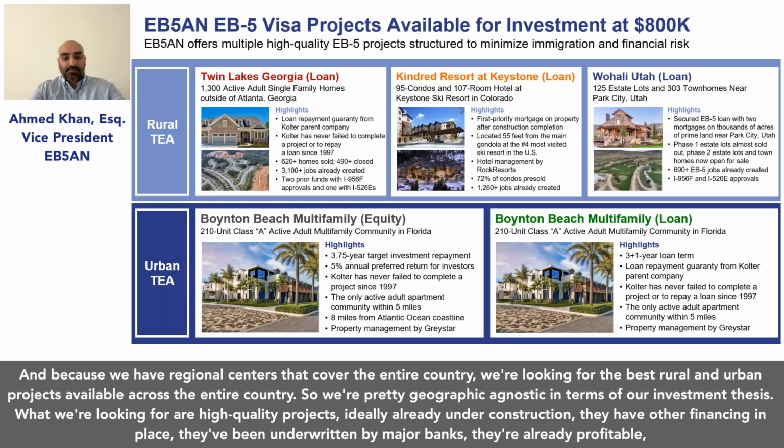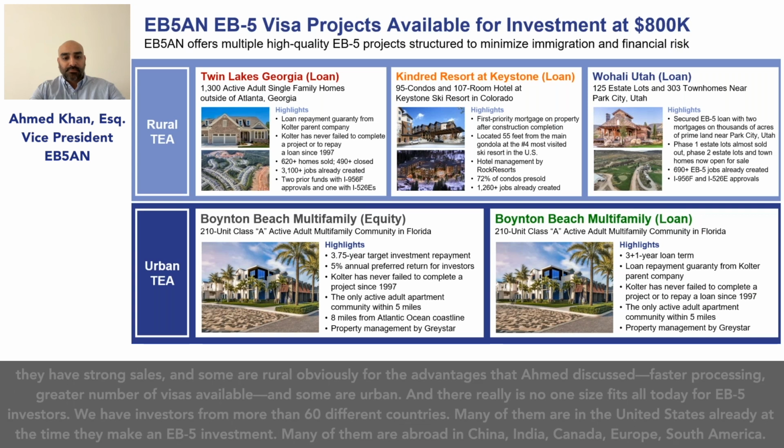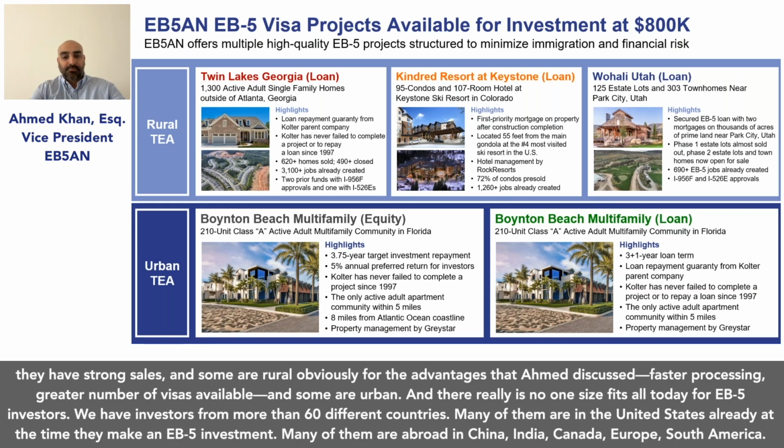What we're looking for are high quality projects, ideally already under construction. They have other financing in place. They've been underwritten by major banks. They're already profitable. They have strong sales. Some are rural, obviously, for the advantages that Ahmed discussed, faster processing, greater number of visas available, and some are urban. And there really is no one size fits all today for EB5 investors.